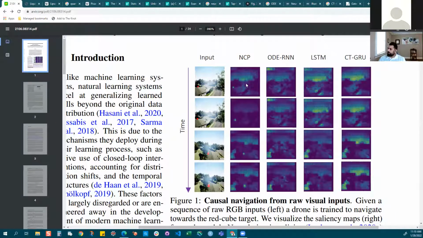As we see, for example, for LSTM that usually performs very well, it could not isolate these moving objects as well as this causal neural model did. It got distracted by light and other things in the environment. Also, same thing with ODE RNN and CTGRU. And then in this paper, we want to go through why this method is better than the rest of them and how causal structure has been used to perform this high efficiency.